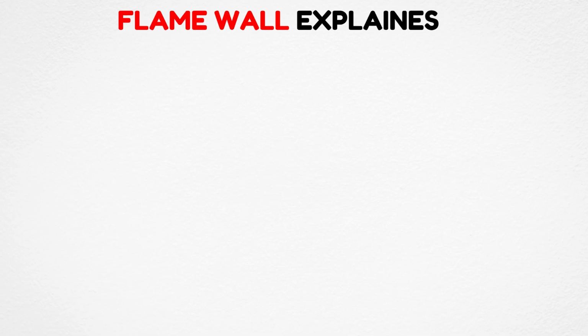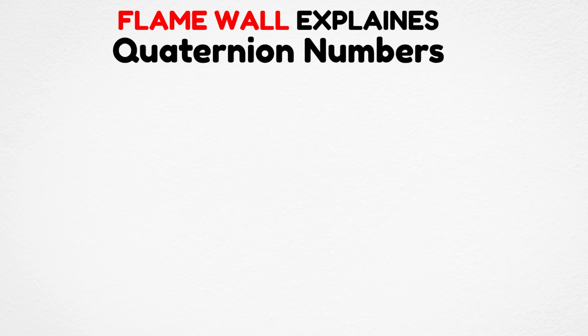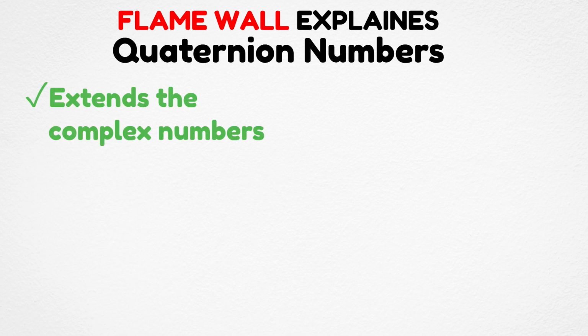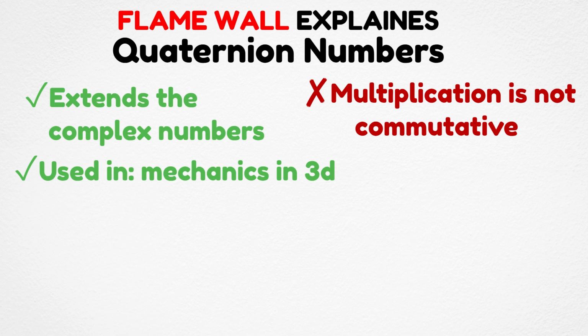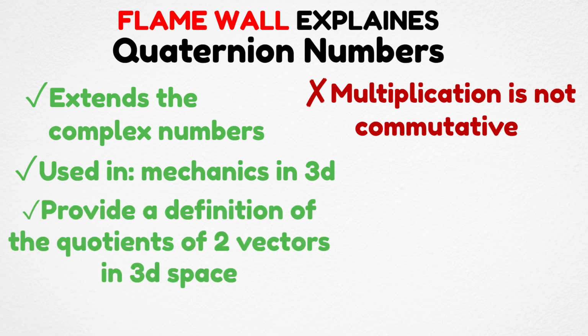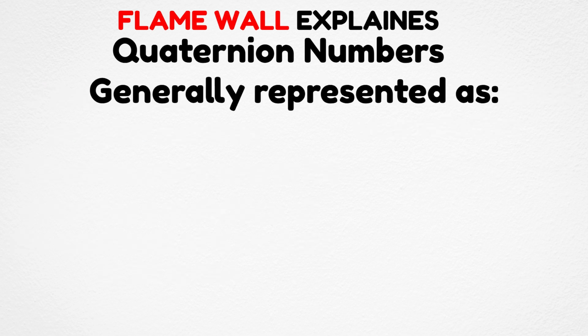Next, we are going to see about the quaternion number system. The quaternion number system extends the complex numbers and is applied to mechanics in three-dimensional space. Quaternions are not quite a field because multiplication of quaternions is not commutative. Quaternions provide a definition of the quotient of two vectors in three-dimensional space.